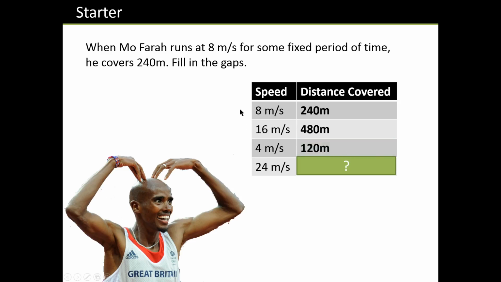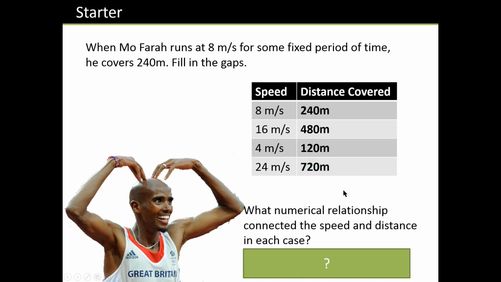And similarly, 8 meters per second is 240. If he runs at 24 meters per second, we can just multiply it by 3, right? 8 times 3, 240 times 3, 720 meters. Now the question is, what numerical relationship connected the speed and distance in each case? We're going about it a slightly different way.